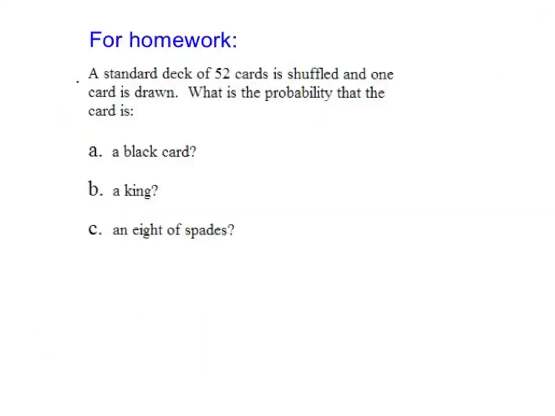Here are the 3 problems that I would like for you to work for homework. Using a standard deck of cards and drawing 1 card, find the probability that it's black, a king, or an 8 of spades. All right, so I will see you in class with these answers ready to go.